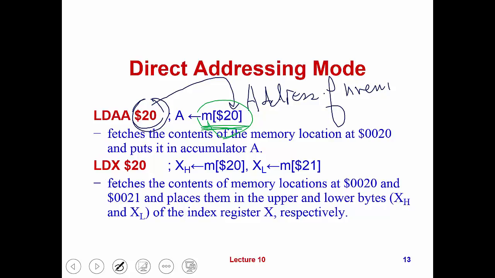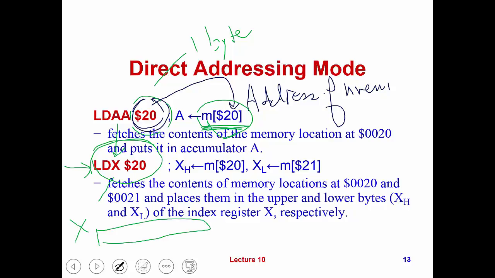So the address only specifies 1 byte. There's only 1 byte. Now let's check the second example, LDX. It's very similar to the one on top. The only difference is what? Our destination register changed from A to X. We know X here is 2 bytes, while A here is only 1 byte.